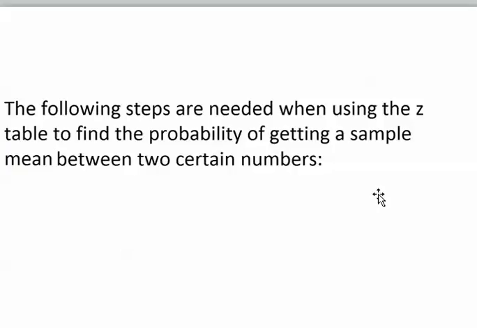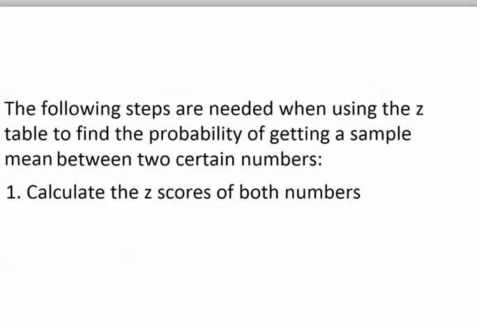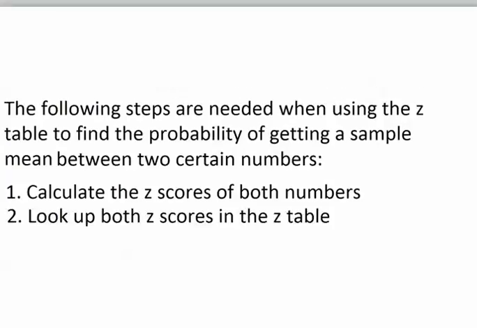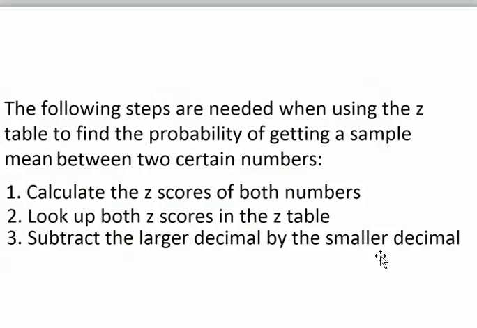Now let's look over the steps that are needed to use a z-score to find the probability of getting a sample mean between two specific numbers. First, you calculate the z-scores of both numbers that you're interested in. Then you look up both z-scores in the z-table, and then you subtract the larger decimal by the smaller decimal. And I'll go through a few examples of these types of problems with you.